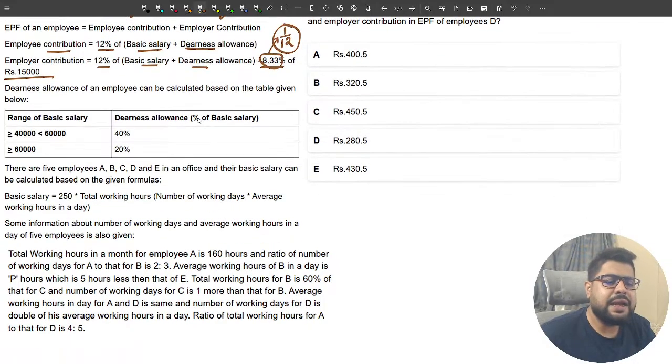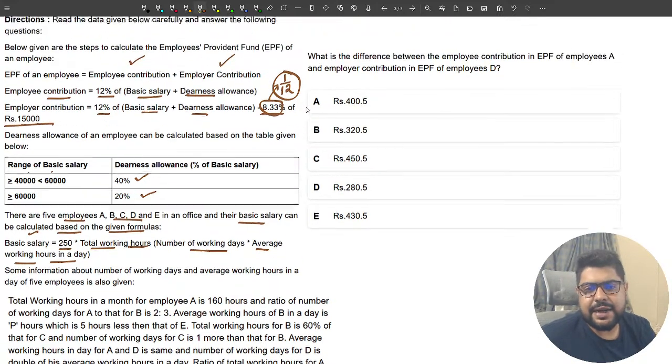Now, dearness allowance, the DA, can be written, sir: 40,000 to 60,000 is 40%, and otherwise it's 20%. Now they have given us 5 employees. Basic salary is 250 into total working hours. Total working hours is number of working days into average working hours in a day. So that means there are multiple variable things going on.